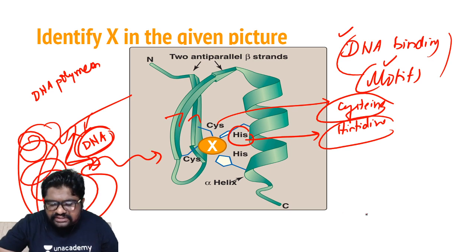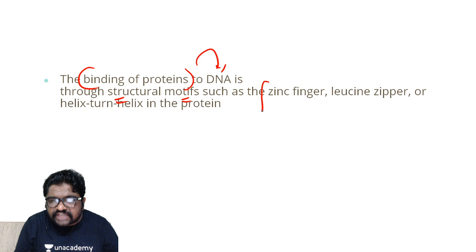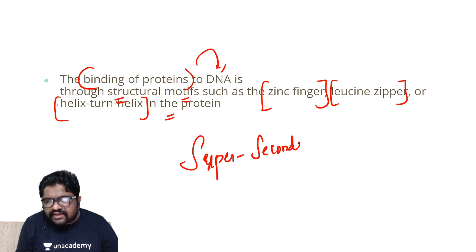What I am saying here is, you are looking at a DNA binding motif. The binding of proteins to DNA is through structural motifs such as zinc finger motif, leucine zipper motif, helix turn helix, helix loop. All these things are super secondary structures. I repeat, they are called super secondary structures.